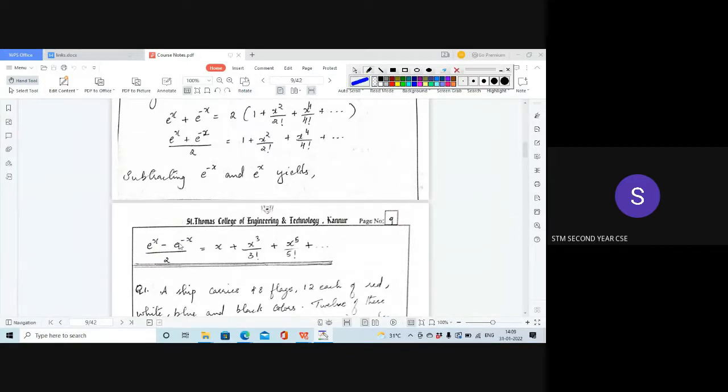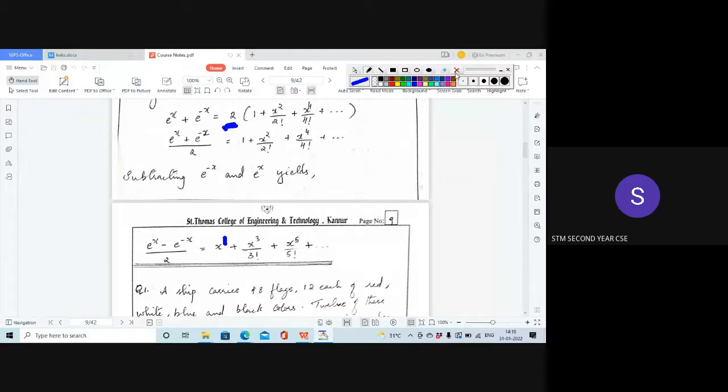If you subtract, the same procedure will be followed. Here also we will get 2x cubed by 3 factorial plus 2x raised to 5 by 5 factorial. If I take the 2 as common, following the same step and bringing that 2 down here, I will get x plus x cubed by 3 factorial. These are all odd powers of x. The other terms, the even powers, will cancel off. So these are the two results which you should study.